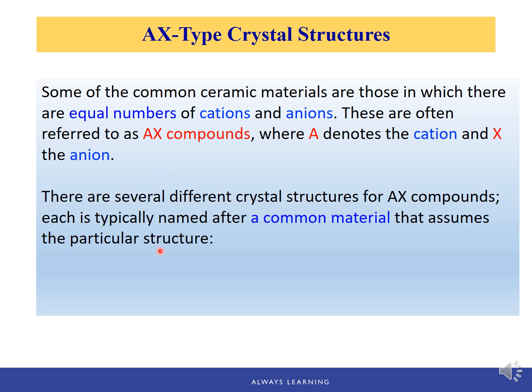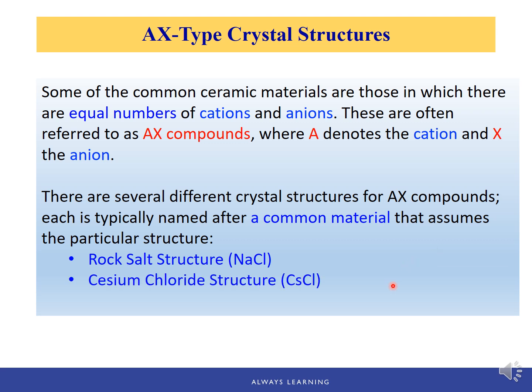There are several different crystal structures for AX type compounds, and each is typically named after a common material, just like the example we did. The first one is the rock salt structure, or the sodium chloride structure, the second one is the cesium chloride structure, and the last one is the zinc blende structure. Let's take a look at each of those three structures.